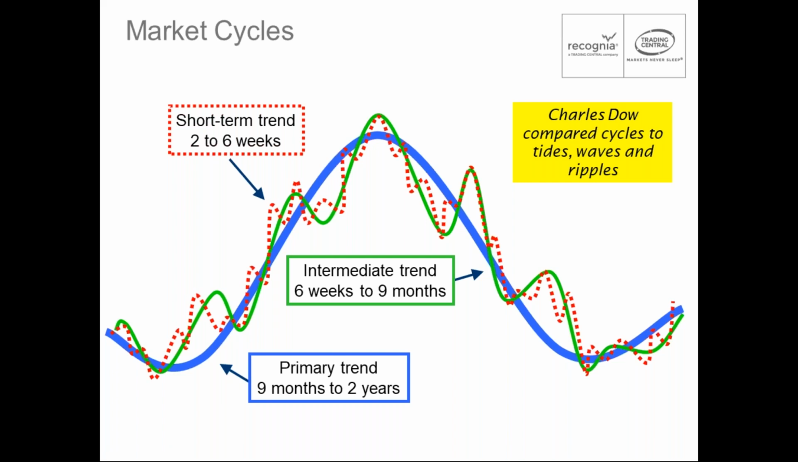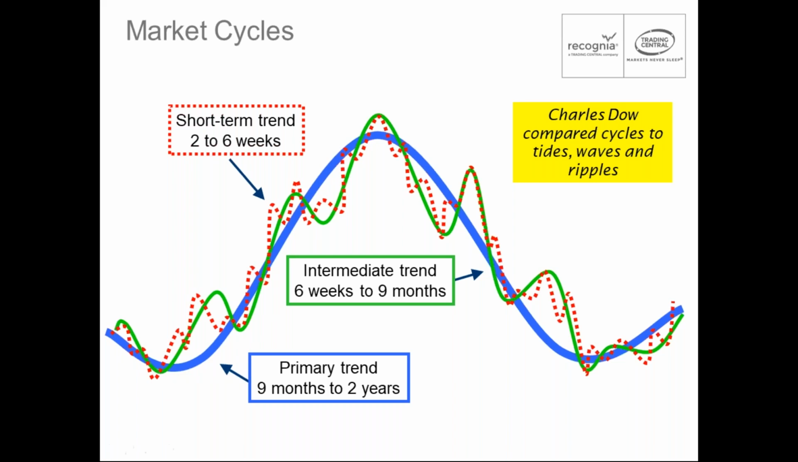And Charles Dow basically observed the stock markets back in the late 1800s and believed that the prices of securities tended to move in cycles. And Dow named these cycles the primary trend, intermediate trend, and short-term trend. And I've drawn those trends on this chart. So the blue line is what Dow called the primary trend, and he believed that lasted anywhere from 9 months to 2 years.